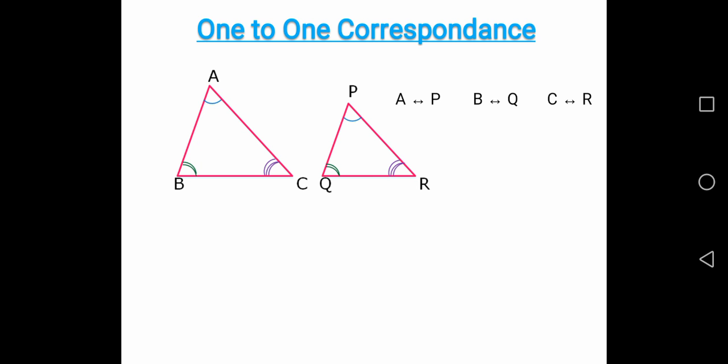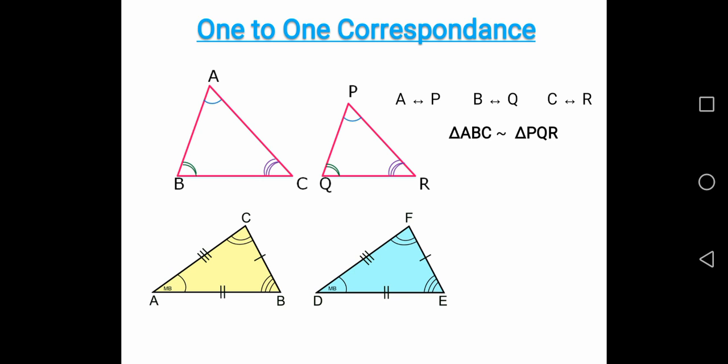Okay, here you can see that vertex A is congruent to P, B is congruent to Q, and C is congruent to R. Okay, here triangle ABC is also congruent to triangle PQR, and here we can say that A is congruent to D, B is congruent to E, and C is congruent to F. So we can say that triangle ABC is congruent to triangle DEF. Okay, even the sides are also shown congruent.